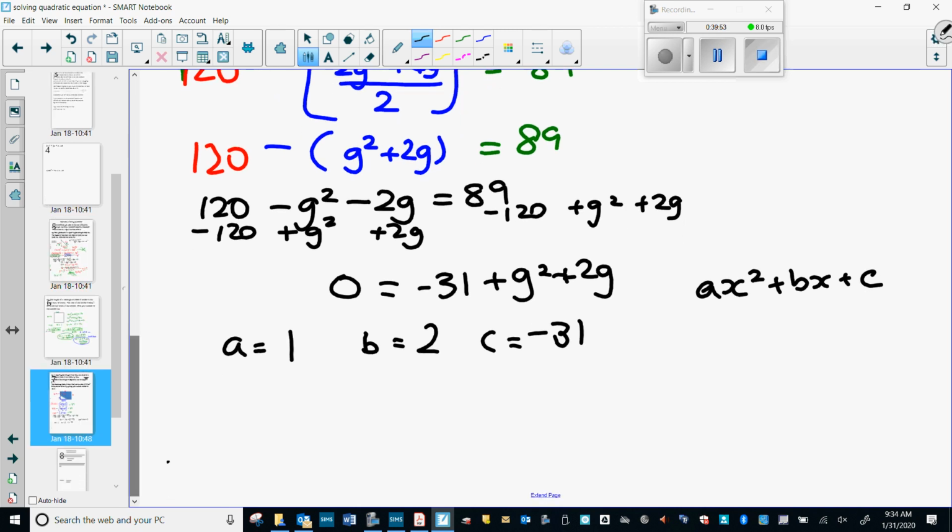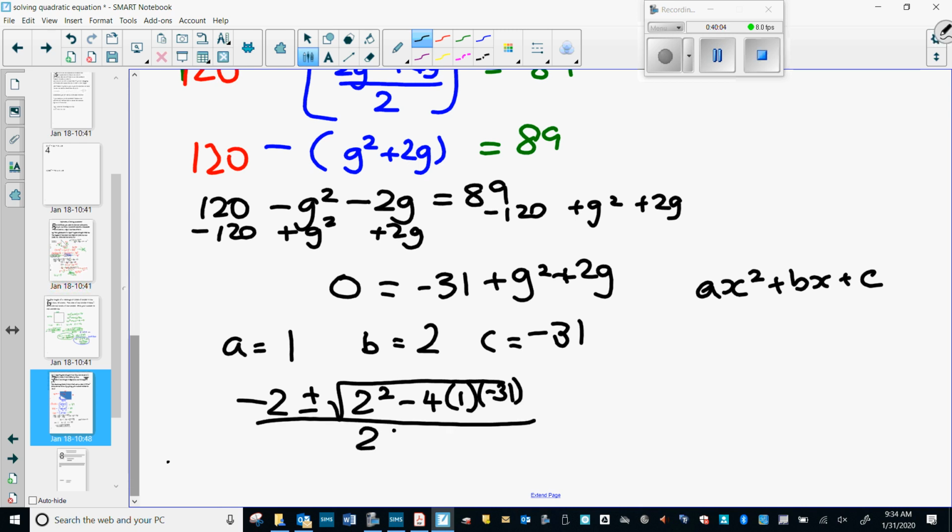So, minus 2 plus or minus the square root of 2 squared minus 4 lots of 1 lots of negative 31, over 2 times 1. Do we have to write this equation? No, give it.